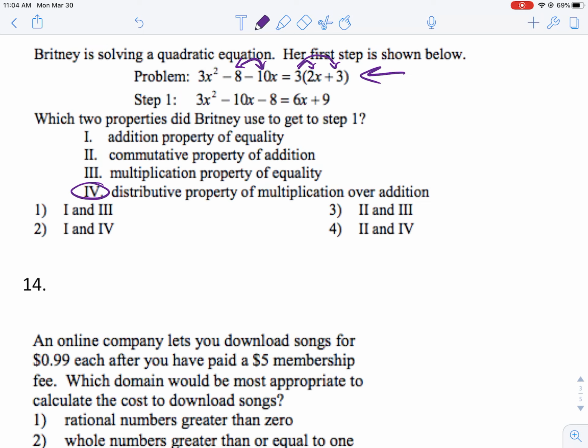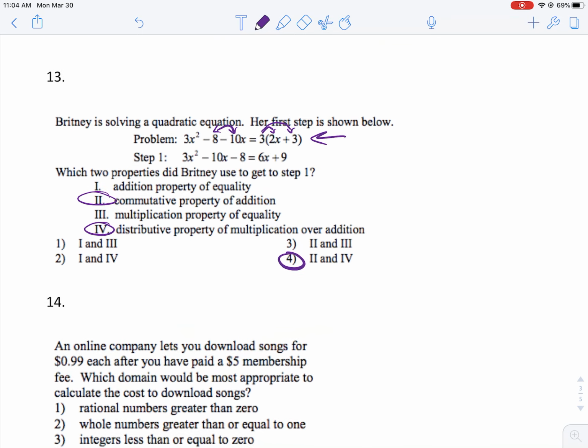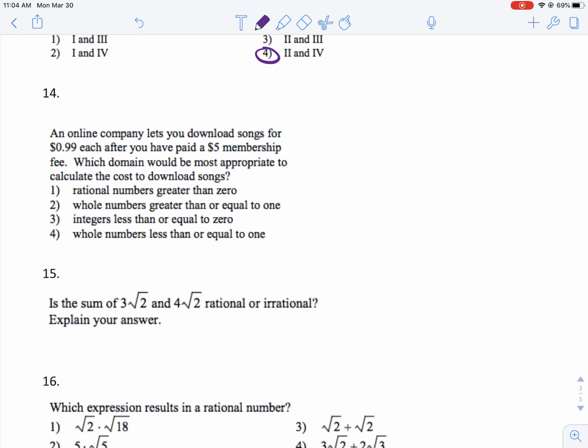Okay, so it's definitely the distributive property. And then on the left, if you notice, the 8 and the 10 have been switched. Now we notice we didn't change the value of them. It's still negative 8 and negative 10x. They just switched places. And that is called the commutative property. So what 2 properties did Brittany use to get to step 1? It would be 2 and 4, which is option 4.